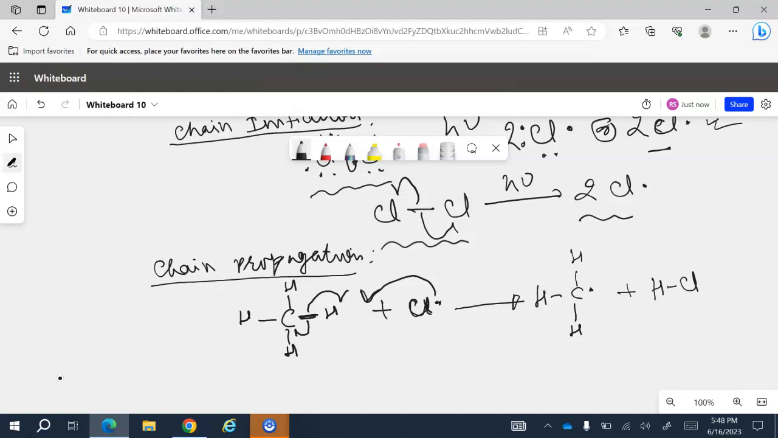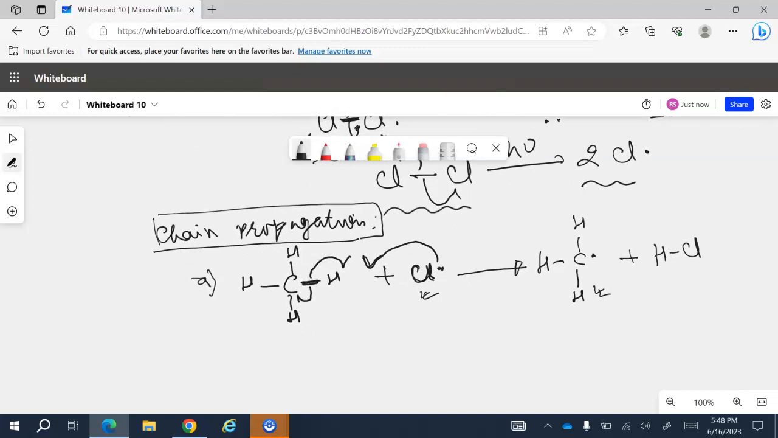So the chain propagation step is an important step in which one radical is used up and another type of radical is generated. Here the chlorine free radical is used up and the methyl radical is generated. This is one of the chain propagation steps, and there are multiple chain propagation steps. In the second chain propagation step, this methyl free radical will be used up.